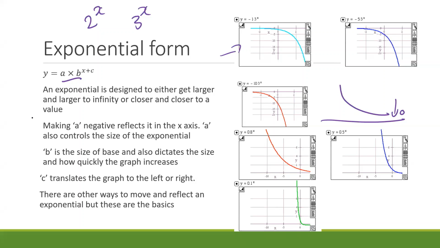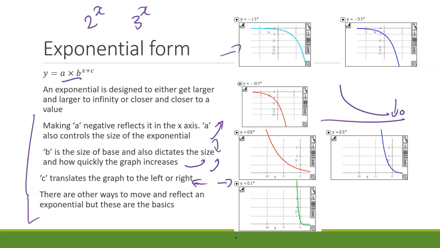These other values in this section: A reflects it, so A either makes it go up or down. B is the base. It shoots out quickly, so it's going to be a quick increase. C moves it either left or right, so that's translating it. You don't need to memorize this or know this. I'm just putting it up here because I know some of you are nerds and you might not admit it, but this might interest you. So this is a little bit more information on exponentials.